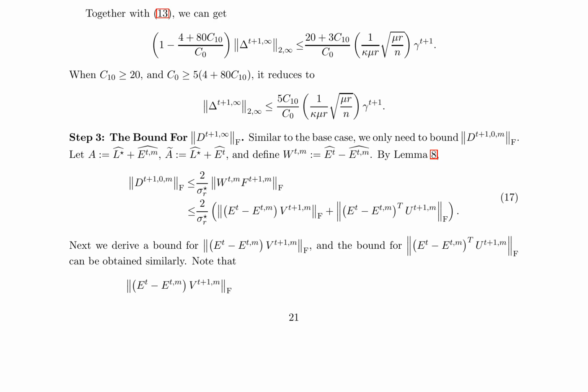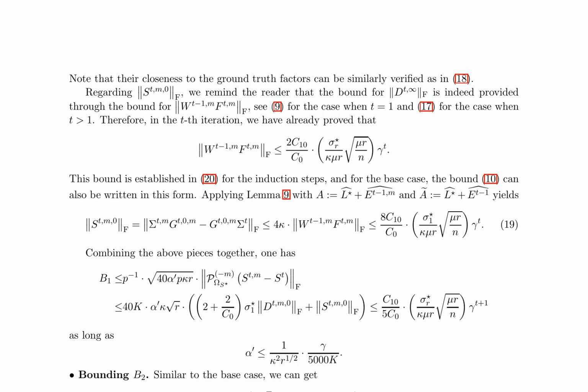They use an inequality for delta_{t+1,0,m}, involving sigma_r, w_{t,m}, and f_{t+1,m}, with the Frobenius norm, and then derive bounds for the terms B_1 to B_4.